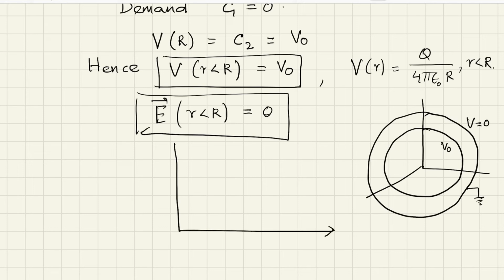Okay, if I plot V as a function of R, let's say this is V equal to 0, and this is V naught, and this is R, so this is going like that. So the field is only between this and that, and the solution is monotonic. There is no maxima or minima, and it goes from V naught to V equal to 0. All right. So this is simple.